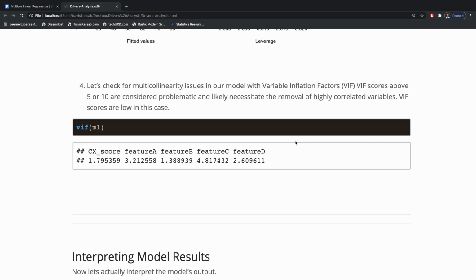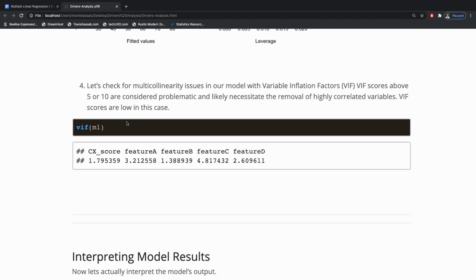What we do is we calculate something called a variance inflation factor, or VIF. And this gives us a VIF score for each of the predictor variables. And, different sources say different things, but generally they should be below 5 or 10. So luckily, we came in right under with feature C. So I'm going to just say that we don't have any multicollinearity issues.